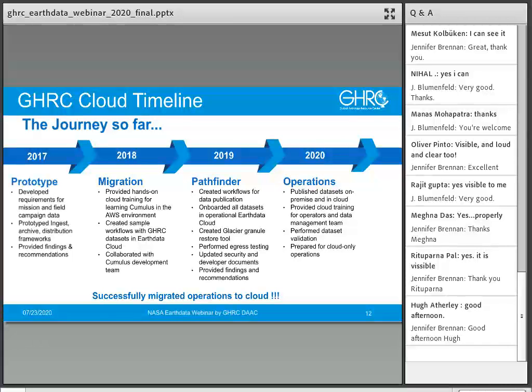Now we're in 2020, and the effort here has been focusing on operations. So we're doing a little bit of a hybrid process right now where we're still publishing data on our own local systems, but also publishing in the cloud. And this is really to start getting us to go from that prototyping and pathfinder standpoint to get us into the actual everyday operations. And the goal is to be prepared for 2021 when we will be working exclusively in the cloud and not doing this hybrid approach.